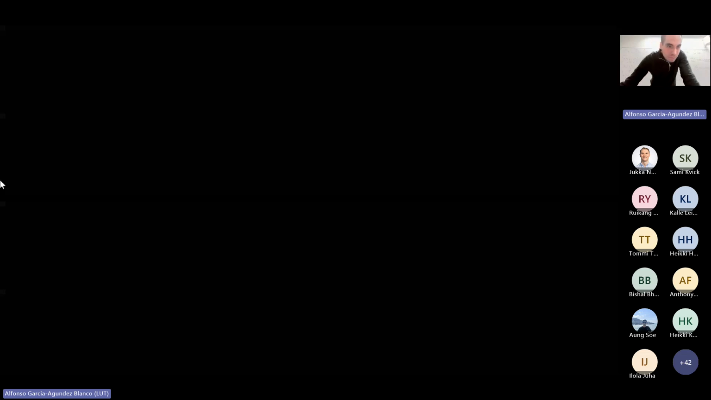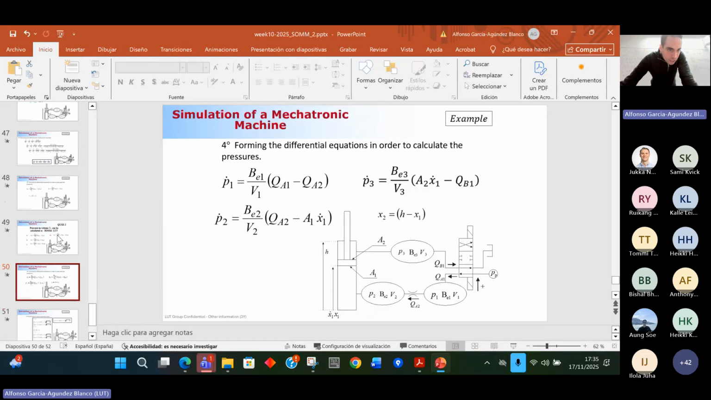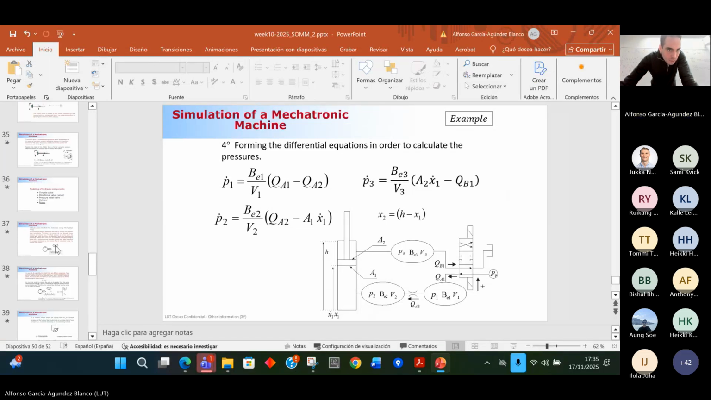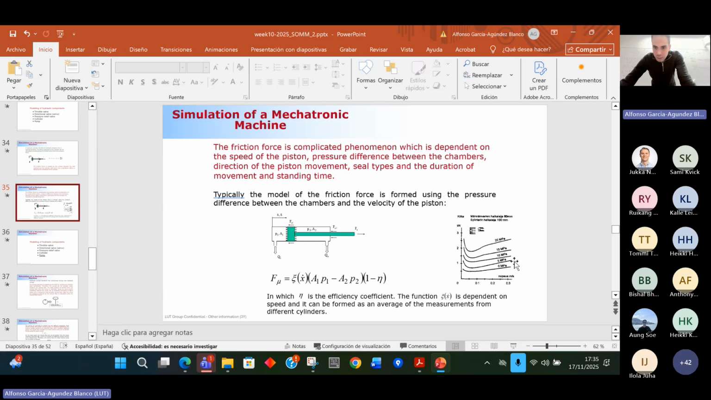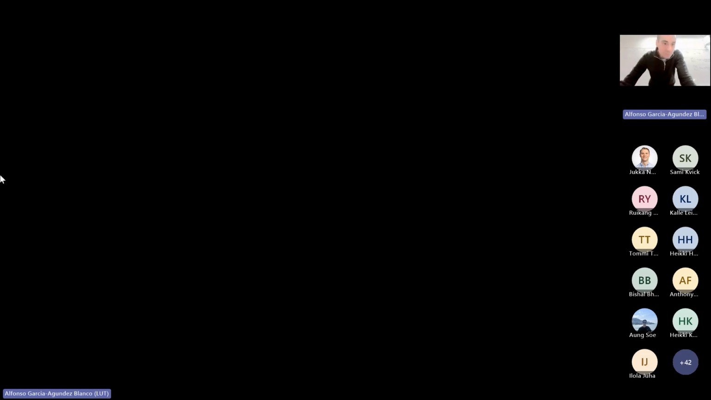So if you remember, when we work with the cylinder, I showed you this expression here for the friction force. So basically, the expression that you can see there is this areas times pressure difference multiplied by the cylinder efficiency, and a function of the velocity. And in this particular case, the function of the velocity that has been assumed is just the velocity itself. That is why you have this.